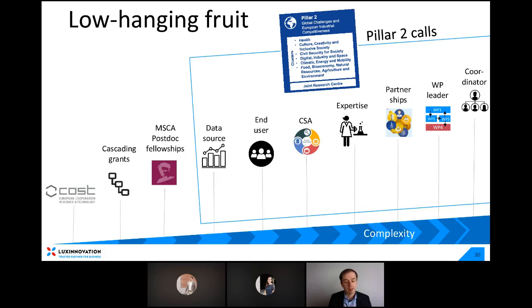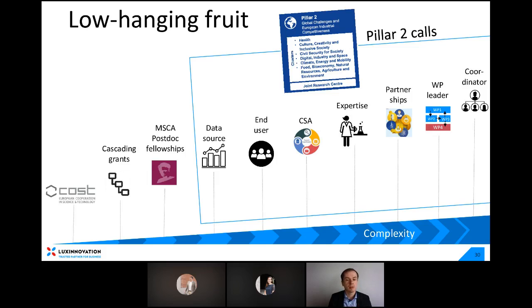There's cascading grants. This is a bit more complex, but these are basically funding schemes within a European project. So imagine a project being financed on the COVID-19 that then provides funding for further small SMEs, for example, according to their own regulations. So there are examples like this, and we can help you identify them. And they're relatively low input needed to get into these. The Marie Curie postdoc fellowships I mentioned.